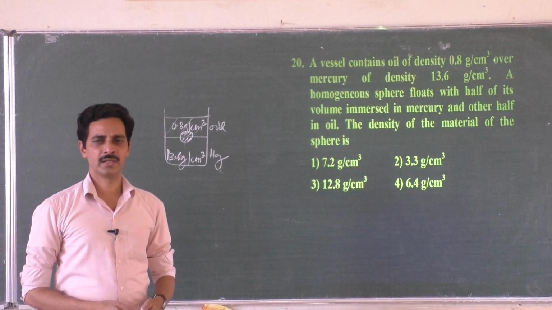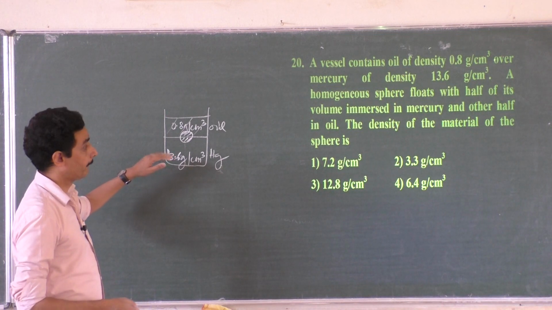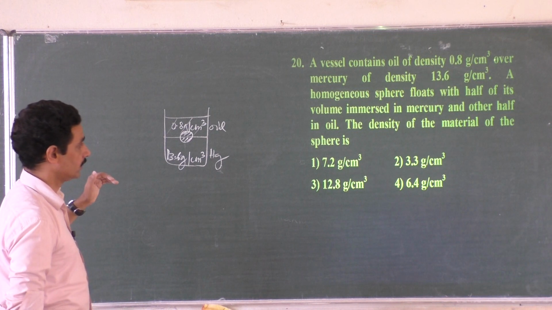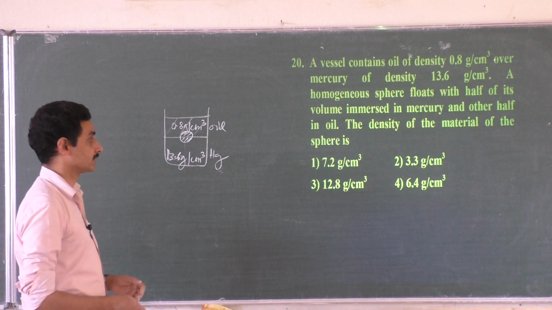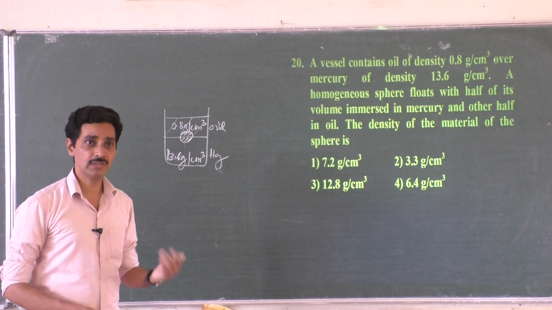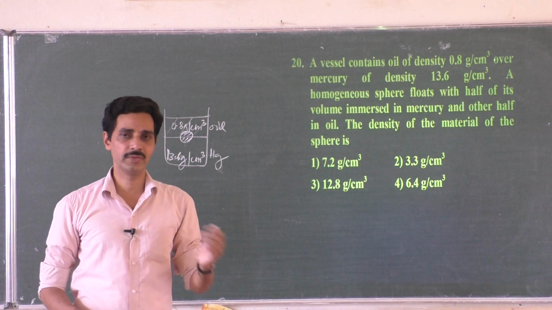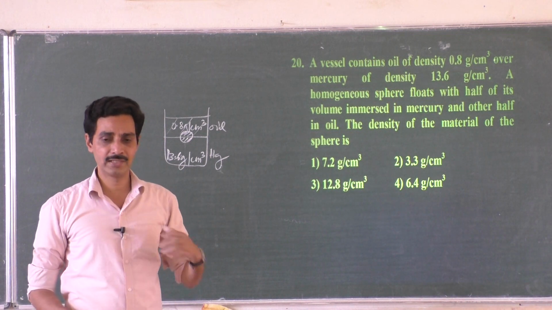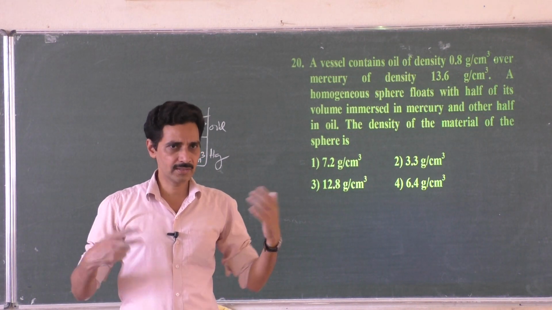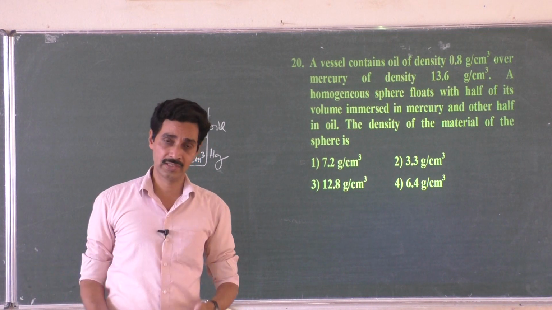Now, whenever a body is floating in a liquid, it is not completely immersed. Half of its volume is immersed in mercury and half of its volume is immersed in oil. If it is floating, its total weight should be equal to the weight of the liquid displaced, isn't it? Whenever a body is floating in a liquid, the total weight is the lost weight. So lost weight is equal to total weight, which is equal to the weight of the liquid displaced.